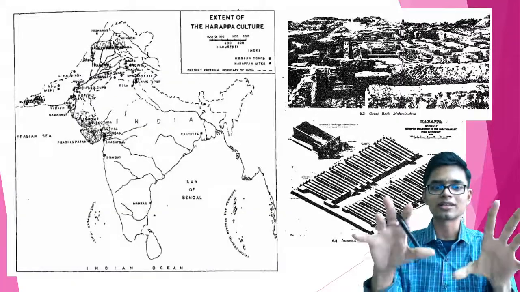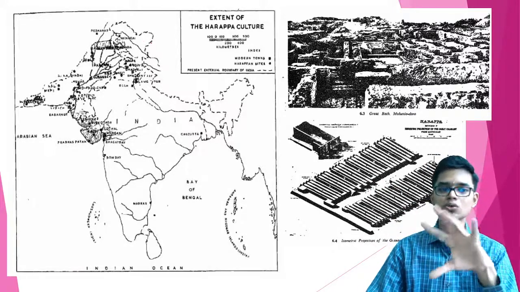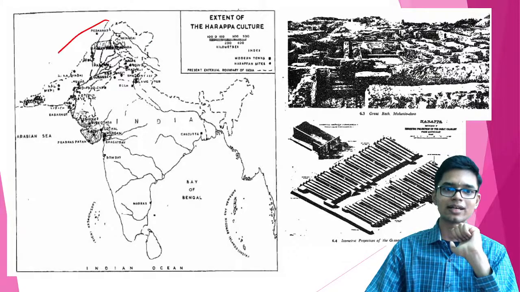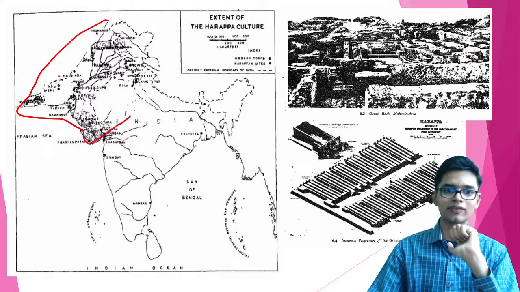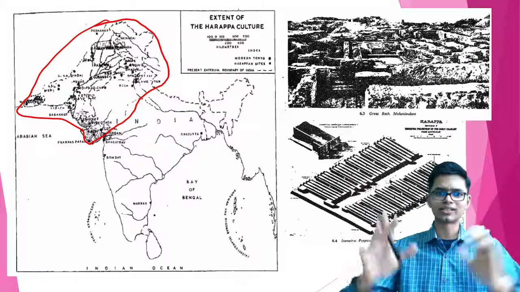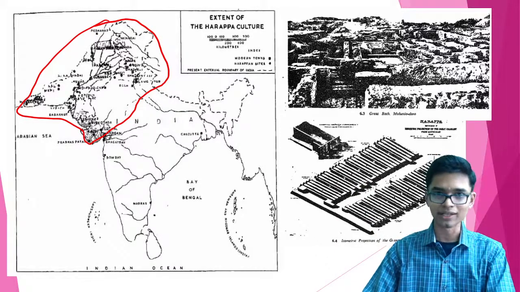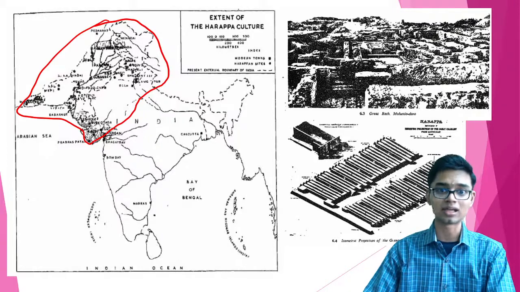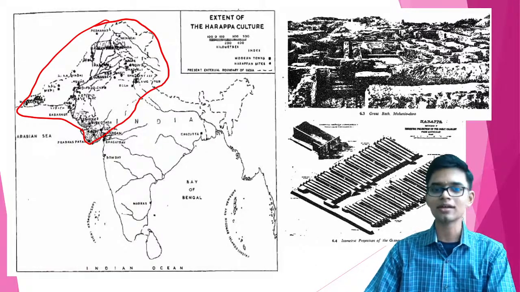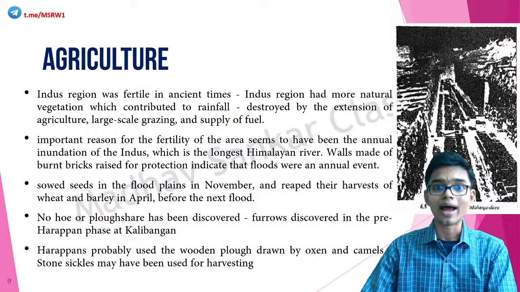These are some pictures given in your old NCERT textbook, and this map shows you a very broad extent of Harappan civilization. So this entire north and northwestern India. A huge extent is covered by this civilization, and that is why geographically the Harappan civilization is the largest among all its contemporaries, bigger than Egypt, bigger than Mesopotamia. Now we go to agriculture.